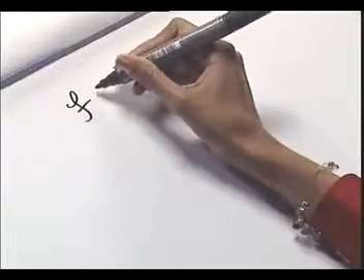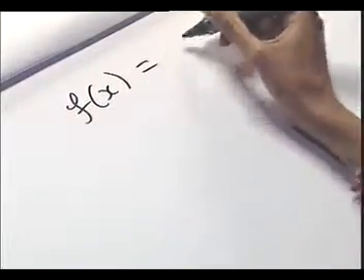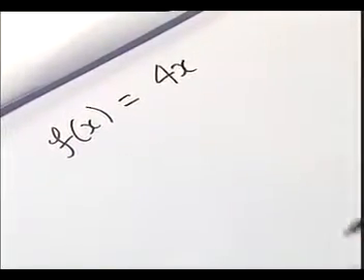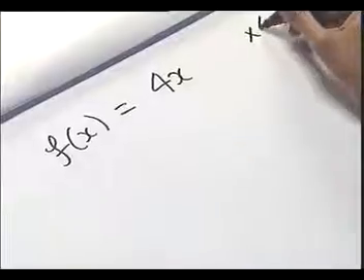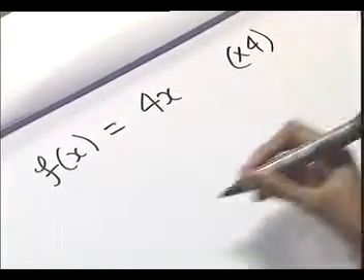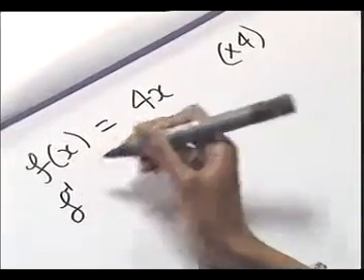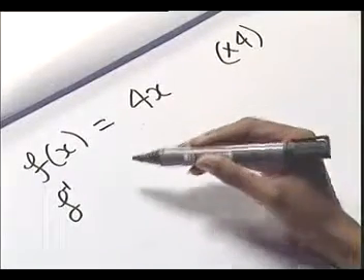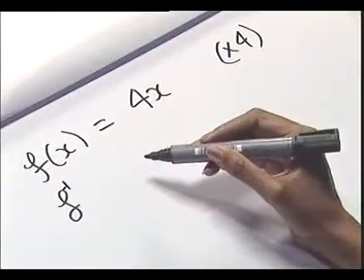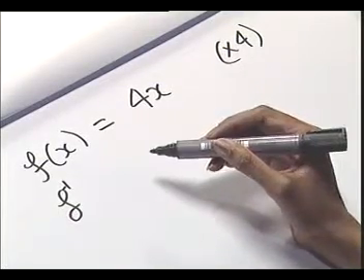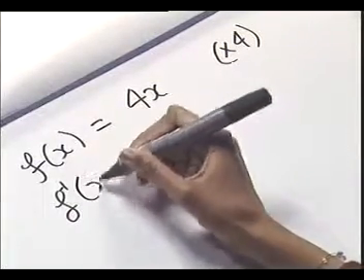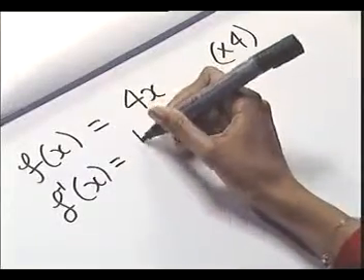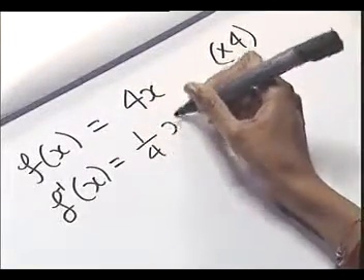Here's a simple example of how to work out an inverse function. Let's have f of x equals 4x. Now f of x takes a number and multiplies it by 4. And we want f inverse to take 4x back to x. Now this must mean that f inverse of x must divide by 4. So f inverse of x equals a quarter of x.